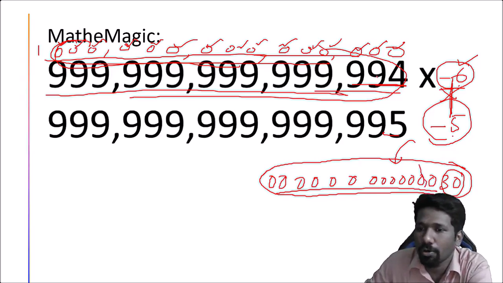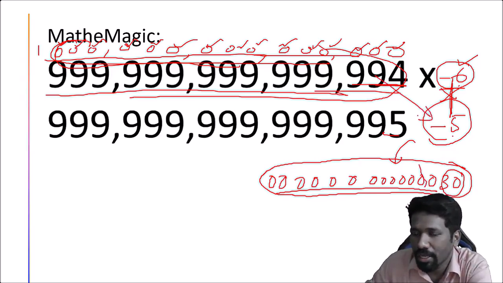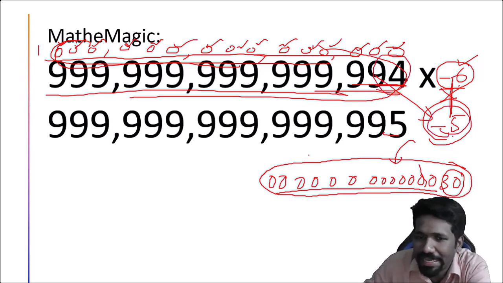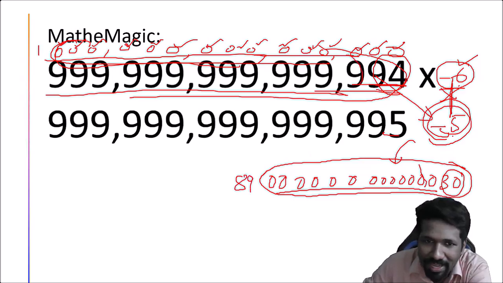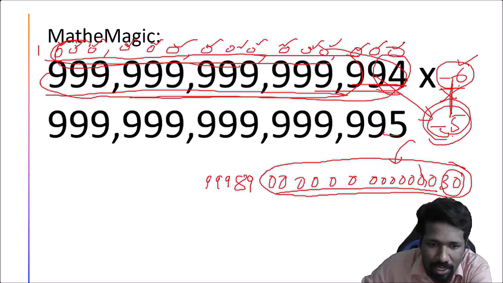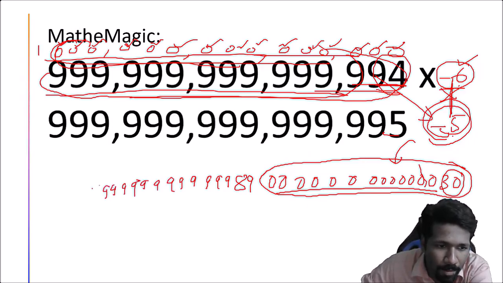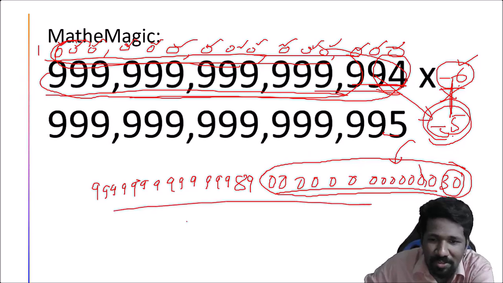Now what you have to do is this addition or subtraction. 94 minus 5 is 89. Right? So write that 89. Remaining 9s can be written as such because that is not going to change at all. So 13 more 9s will be there. Believe me, this is going to be the answer.